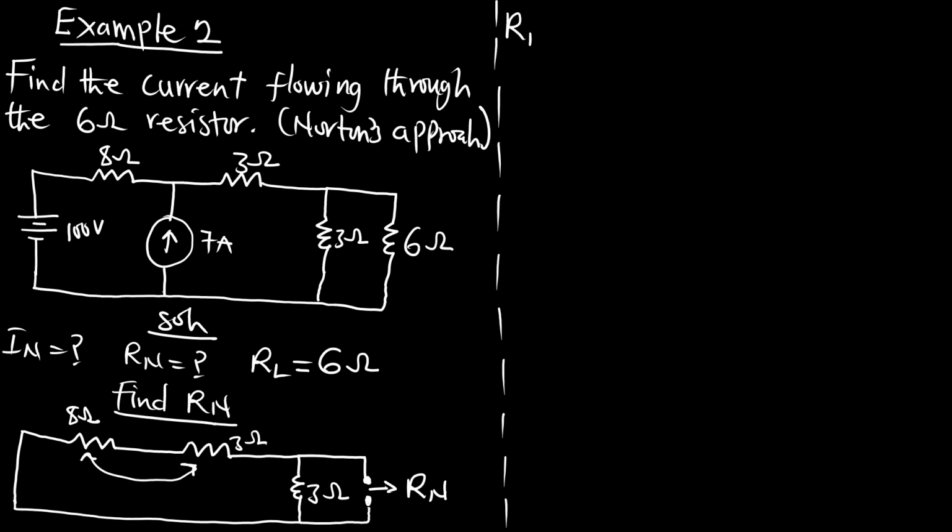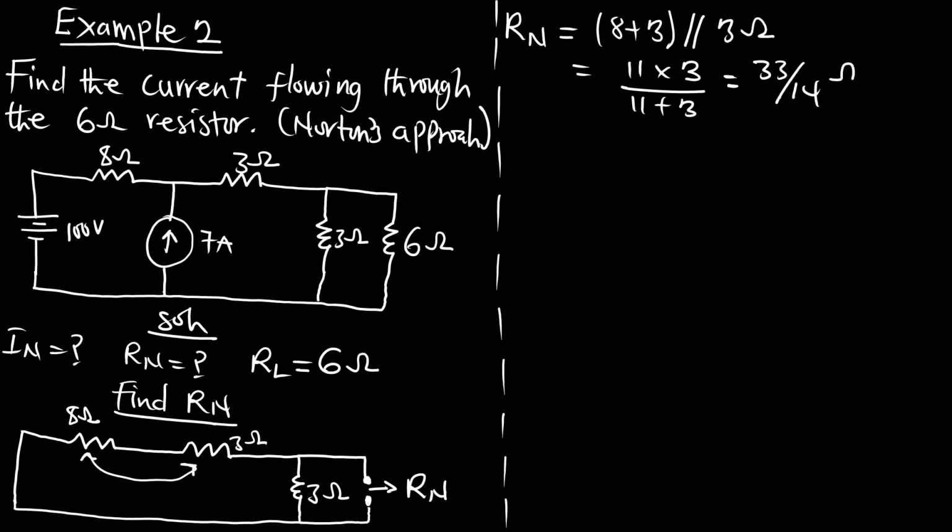Therefore, our RN is going to be the series arrangement 8 plus 3, parallel to the 3 ohms, and that is going to be 8 plus 3, which is 11. So that is going to be the 11 multiplying by 3 on 11 plus 3. That is going to give us a total of 33 on 14 ohms. That is for the Norton's resistance, because the series combination here is 11 and it is parallel to the 3 ohm resistor.